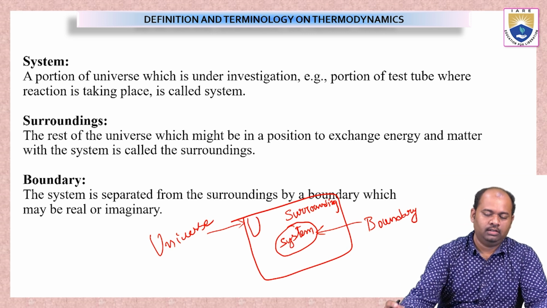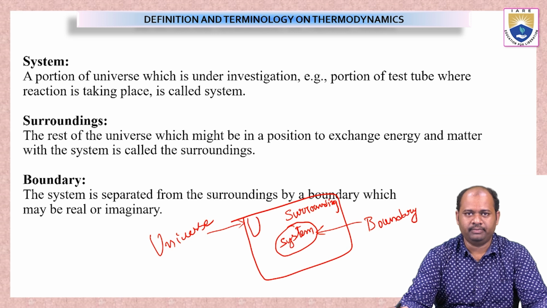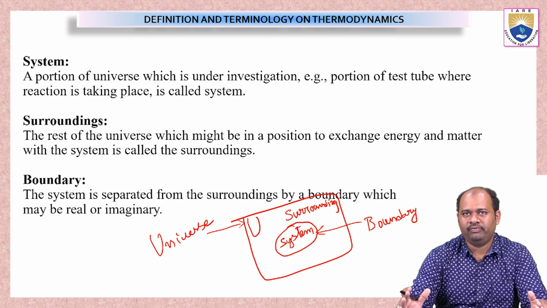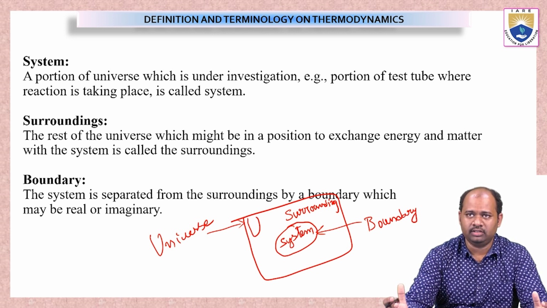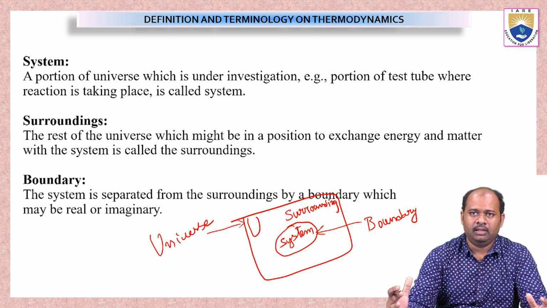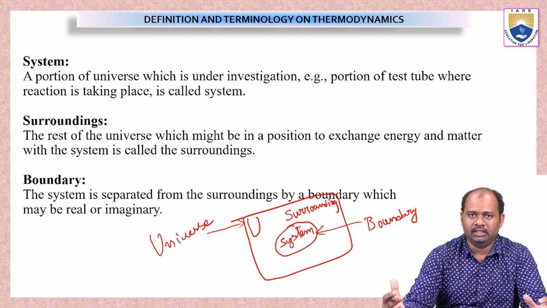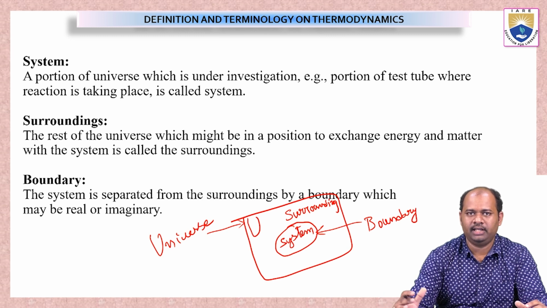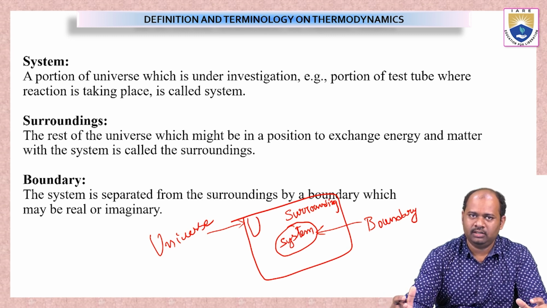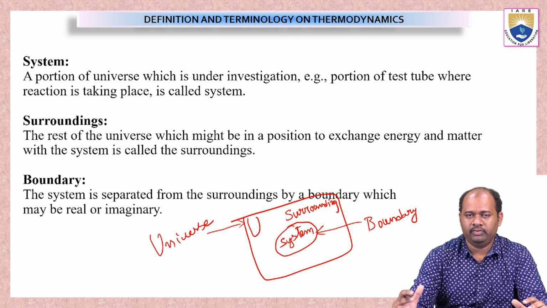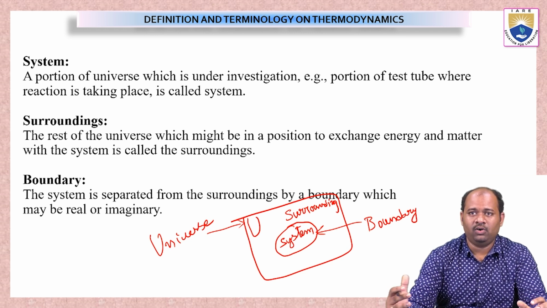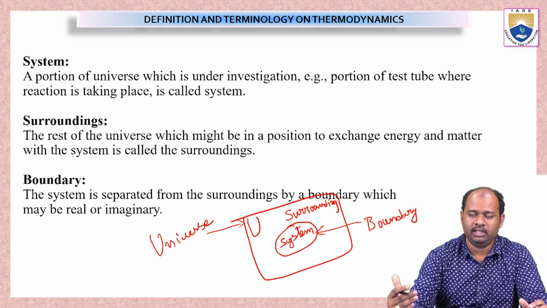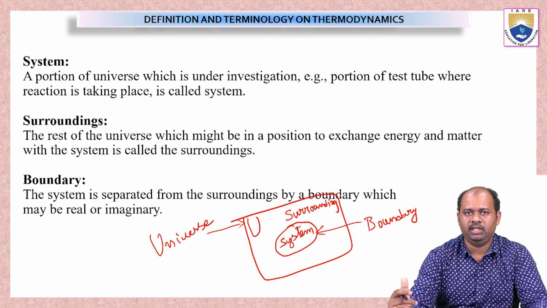Now let us see the definitions that are related to system. First of all, the system is a portion of the universe which is under investigation. When we are studying a body thermodynamically, we have to consider an object. This object inside the universe, which is separated by a real or imaginary boundary layer, is called a system. The boundary layer, which could be real or imaginary, will separate the system from the surroundings.